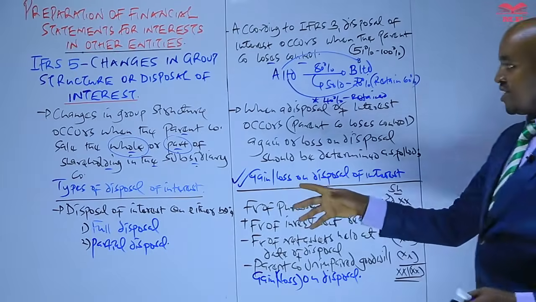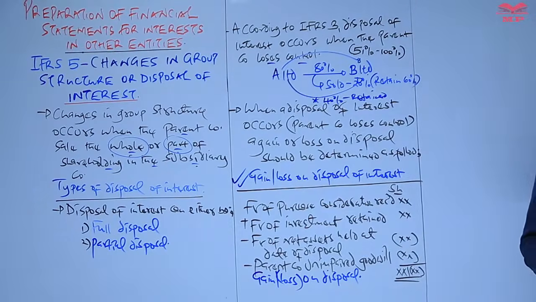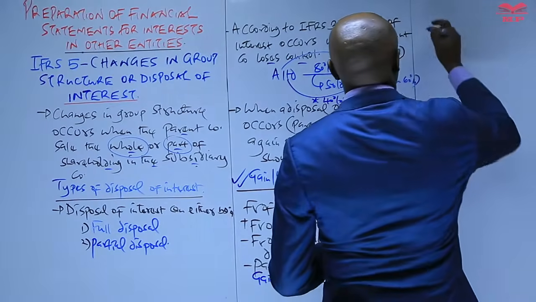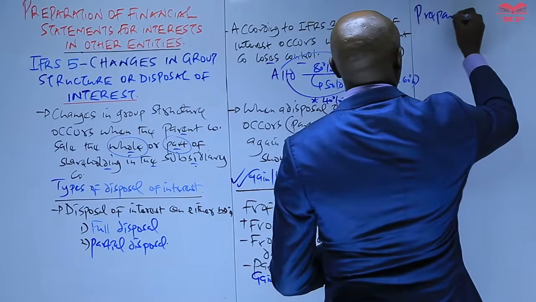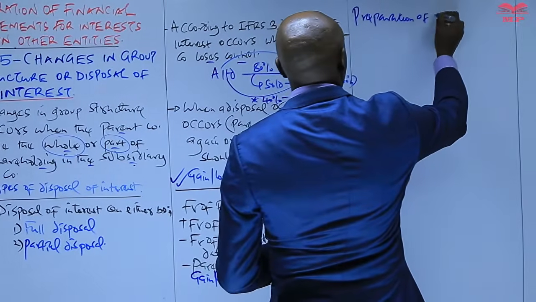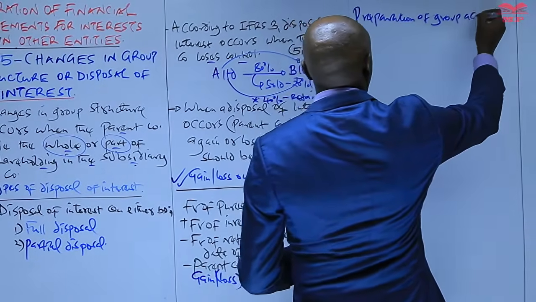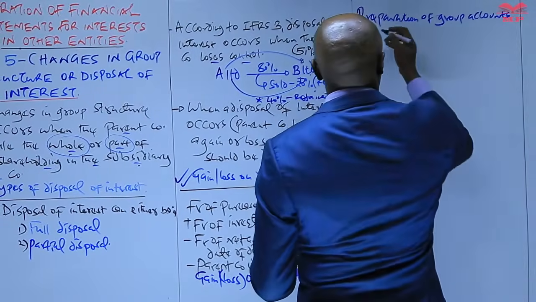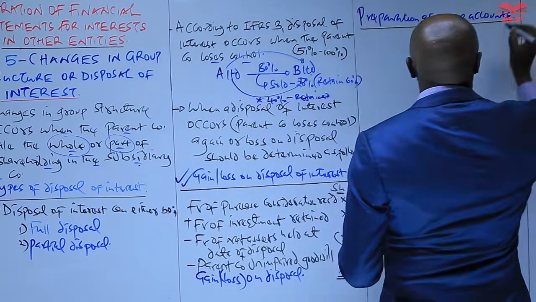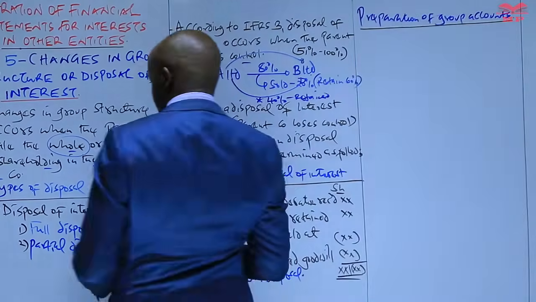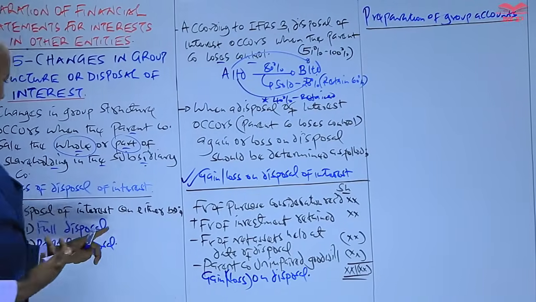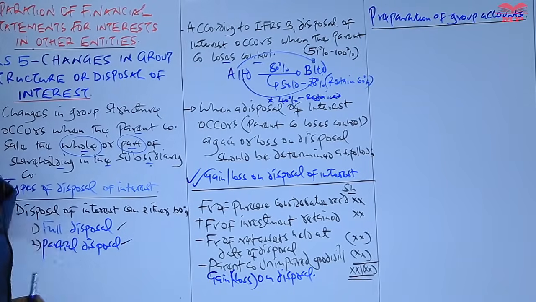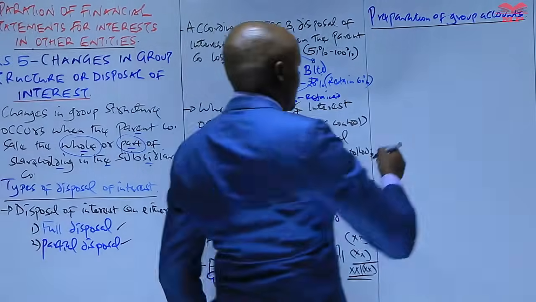So next we can proceed and look at how we prepare the consolidated financial statements anytime we have changes in the group structure. So let's look at the preparation of group accounts. In this case, we're going to look at how we prepare the group accounts at different types of disposal. Remember, disposal of interest can be broadly classified into two: partial disposal and the full what? Disposal. Let's start with the full disposal.